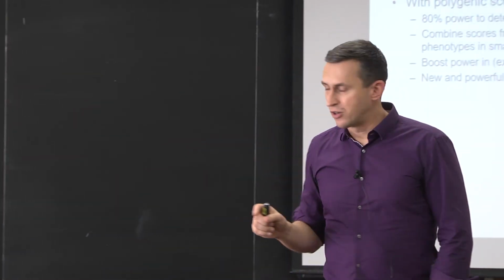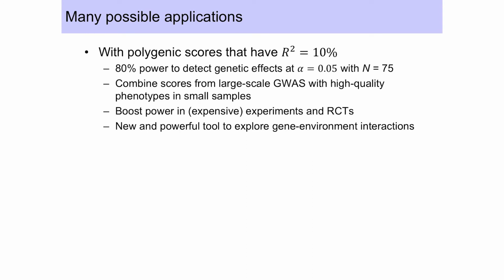Just a small reminder: if you have a polygenic score that captures 10% of the variation or more, that variable is going to be useful even in very small samples. You don't need large samples to use the polygenic score. For example, if you have a polygenic score with 10% R-squared, you already have 80% power to detect the association of that score with your outcome at the 5% level in a sample of only 75 individuals. That's a small lab experiment, right?